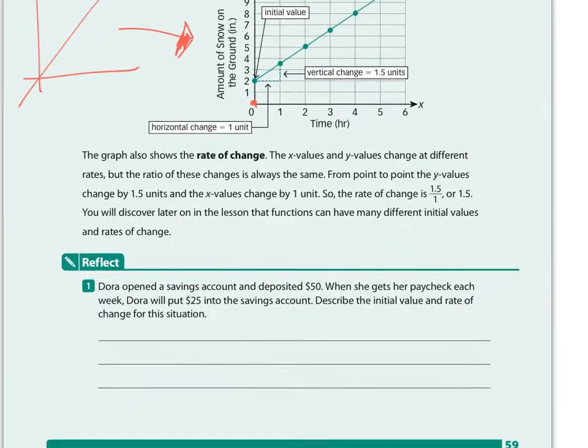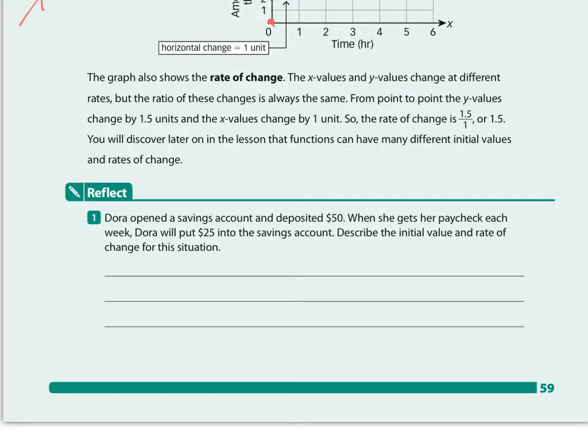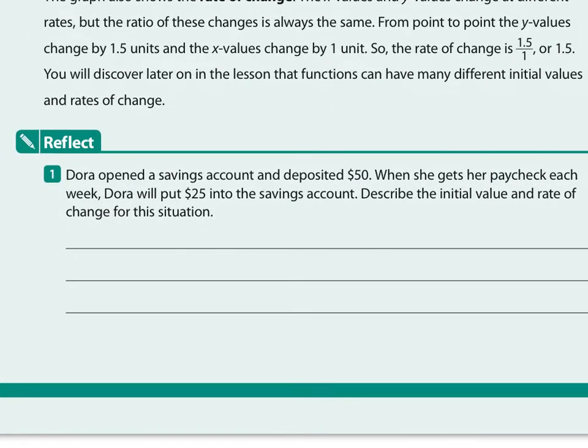All right. Let's look down here about Dora. Let's see, she's opening a savings account. Good for her. All right, she deposits $50. She gets her paycheck. She puts $25 into it. Describe the initial value and rate of change for this scenario. So the initial value, that's again, what is she going to start out with? So the initial value in this case is $50, right?